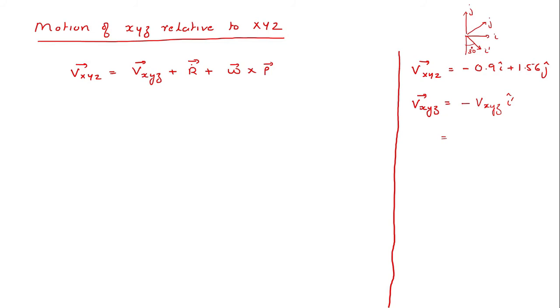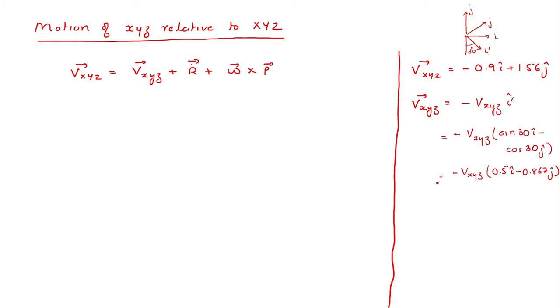So here I can express i dash in terms of i and j. Now this will be equal to minus Vxyz into sine 30 into i cap minus cos 30 into j cap. If I solve it, I will get minus Vxyz times 0.5 i cap minus 0.867 j cap.